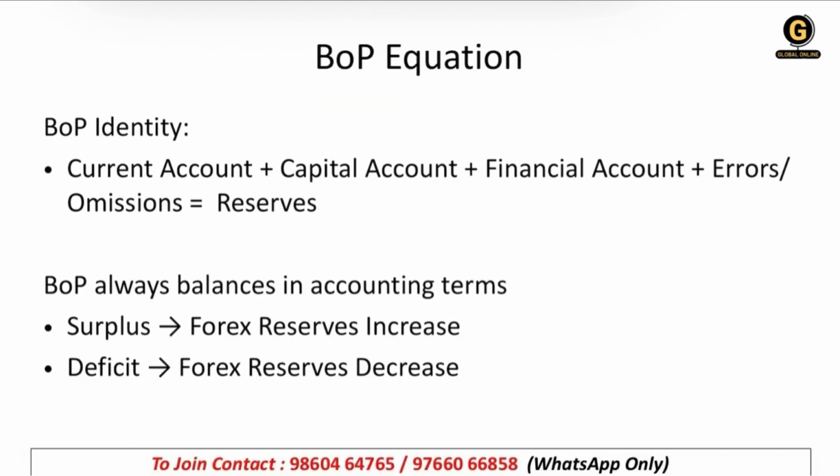And combined, then you will have the BOP. First current account plus capital account plus financial account, then you calculate the errors and omissions. Then you have reserves. What is it? You have reserves. That is how you can calculate the BOP.